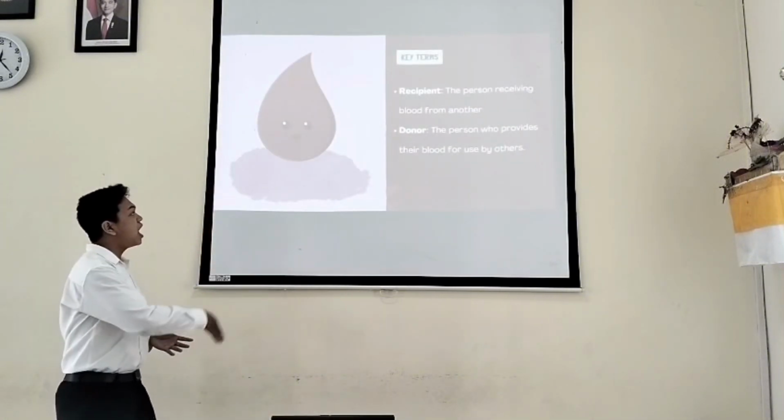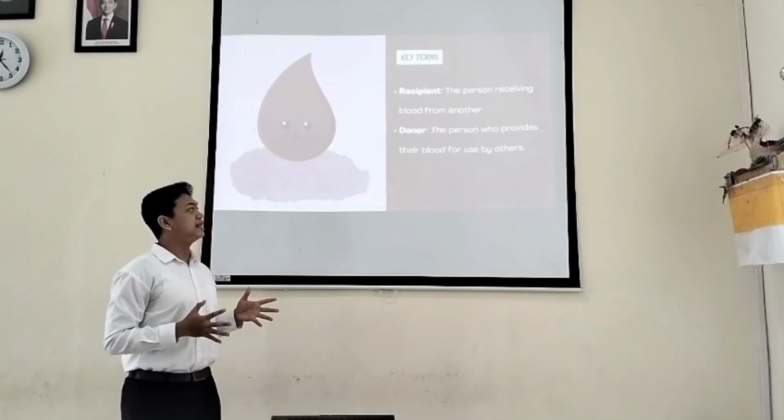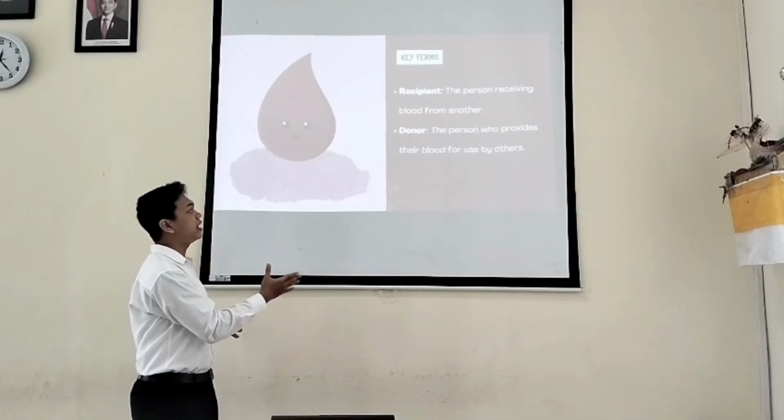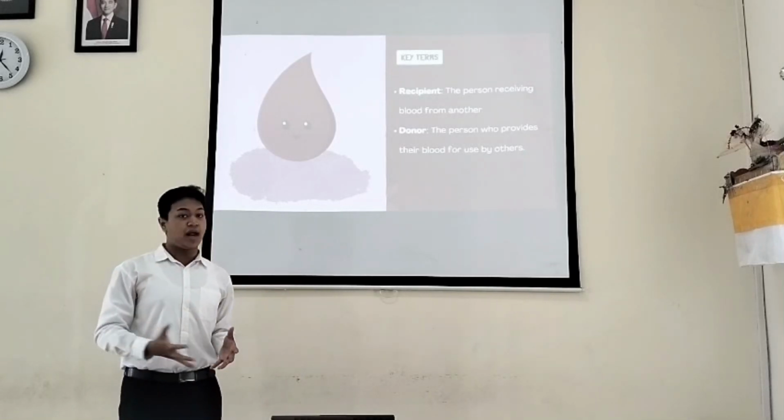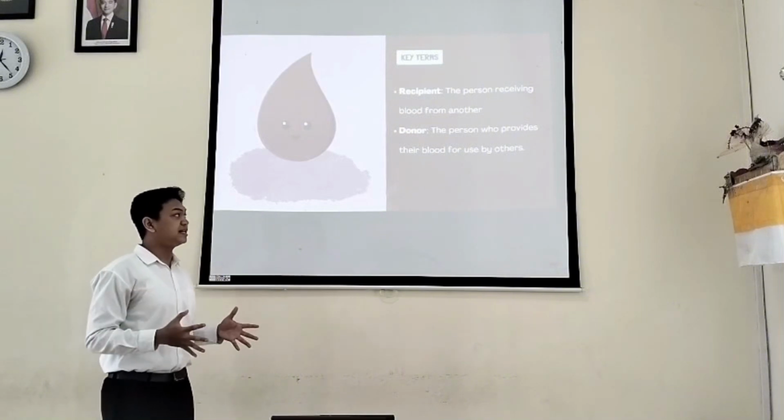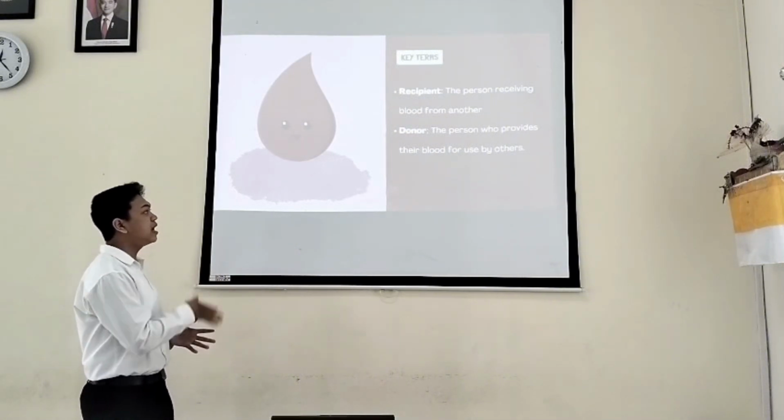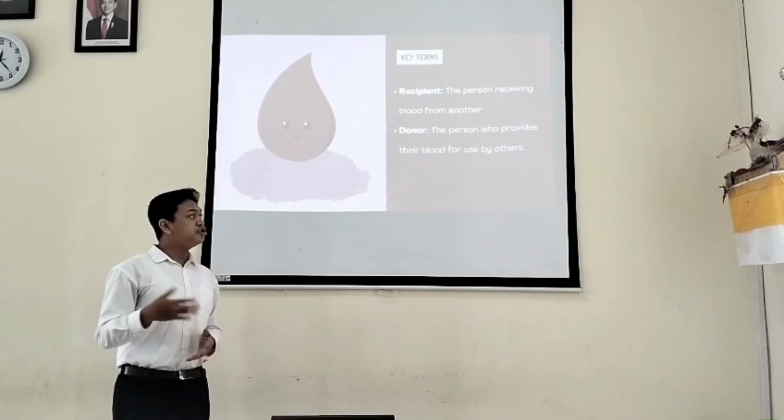Key terms. Number 1, recipient: the person receiving blood from another. And donor: the person who provides their blood for use by others.